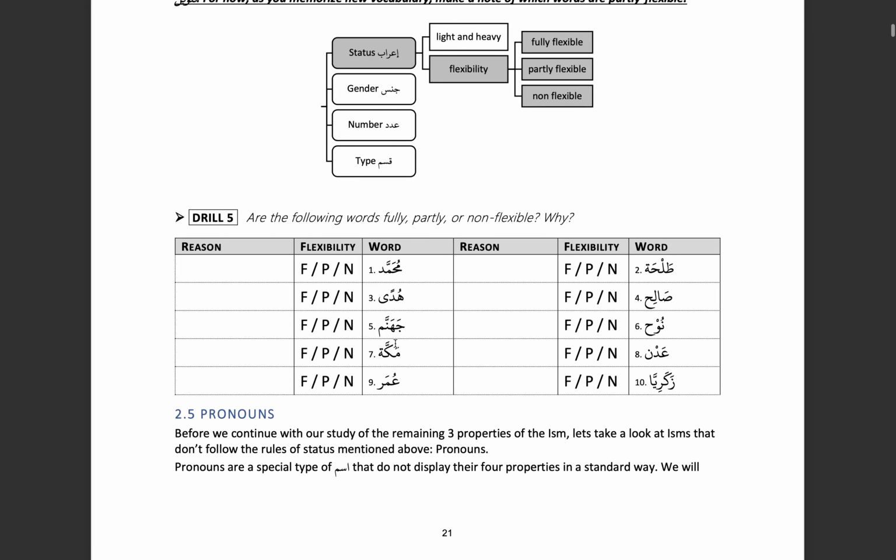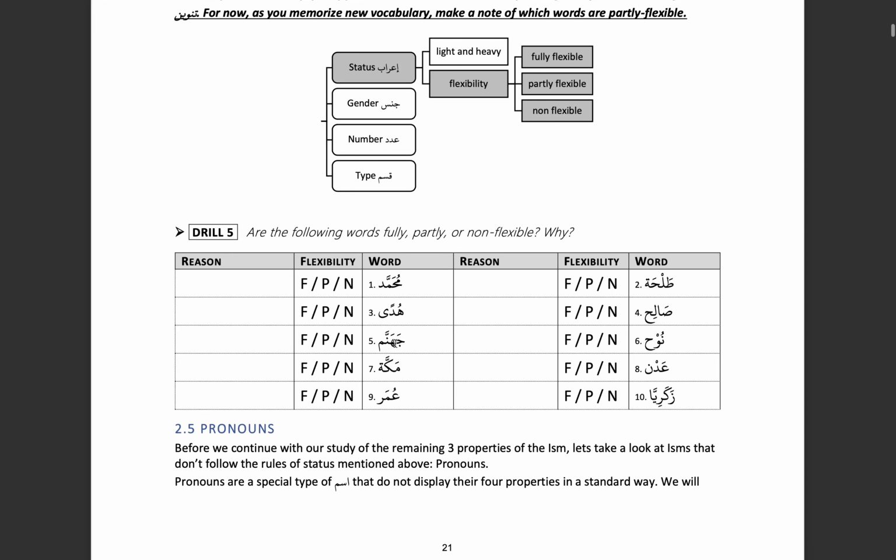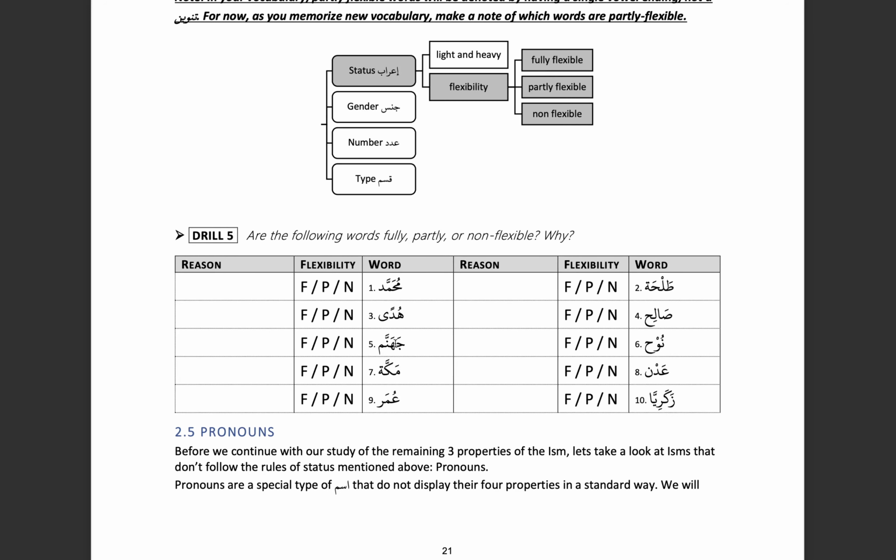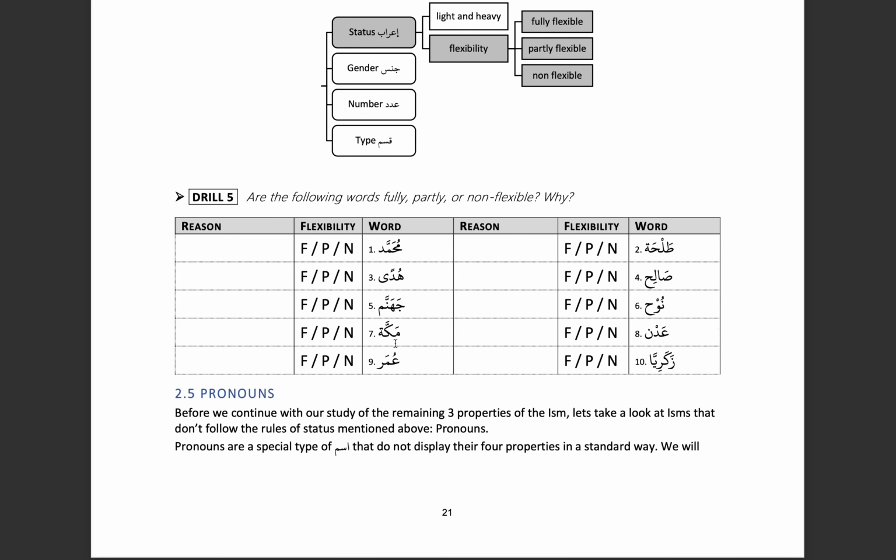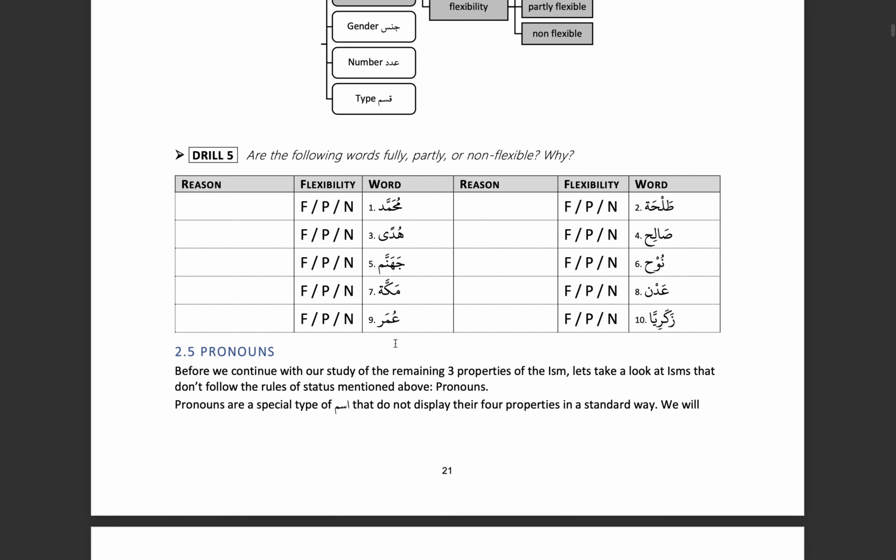Jahannam is the name of a place, so that would be Jahannamu. So it's partly flexible, right? Because it's the name of a place. So Makkatu, right? It's also the name of a place. And Umar, of course, the unique name of a man. So that is Umaru. And Talhatu, the same as Umar. So you can say Talhatu.